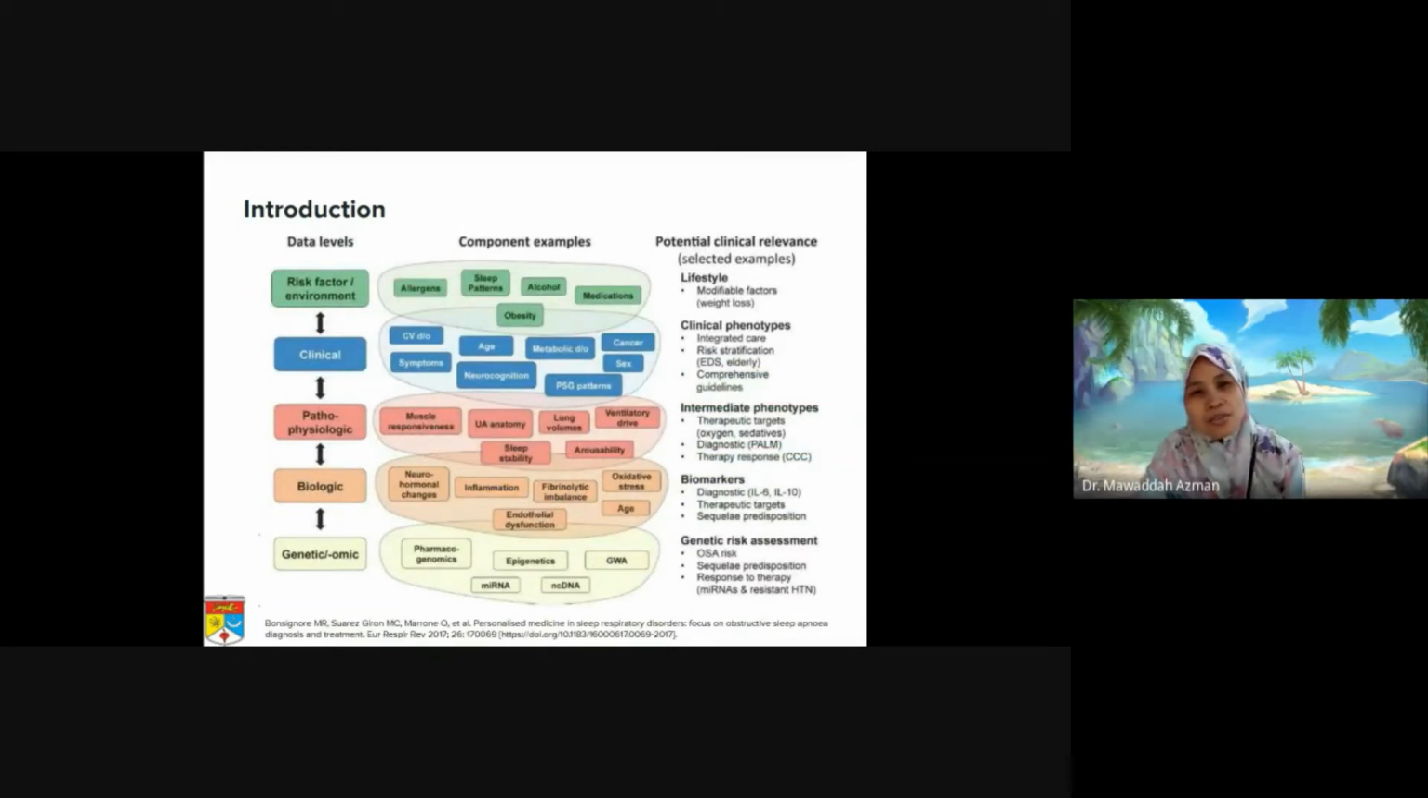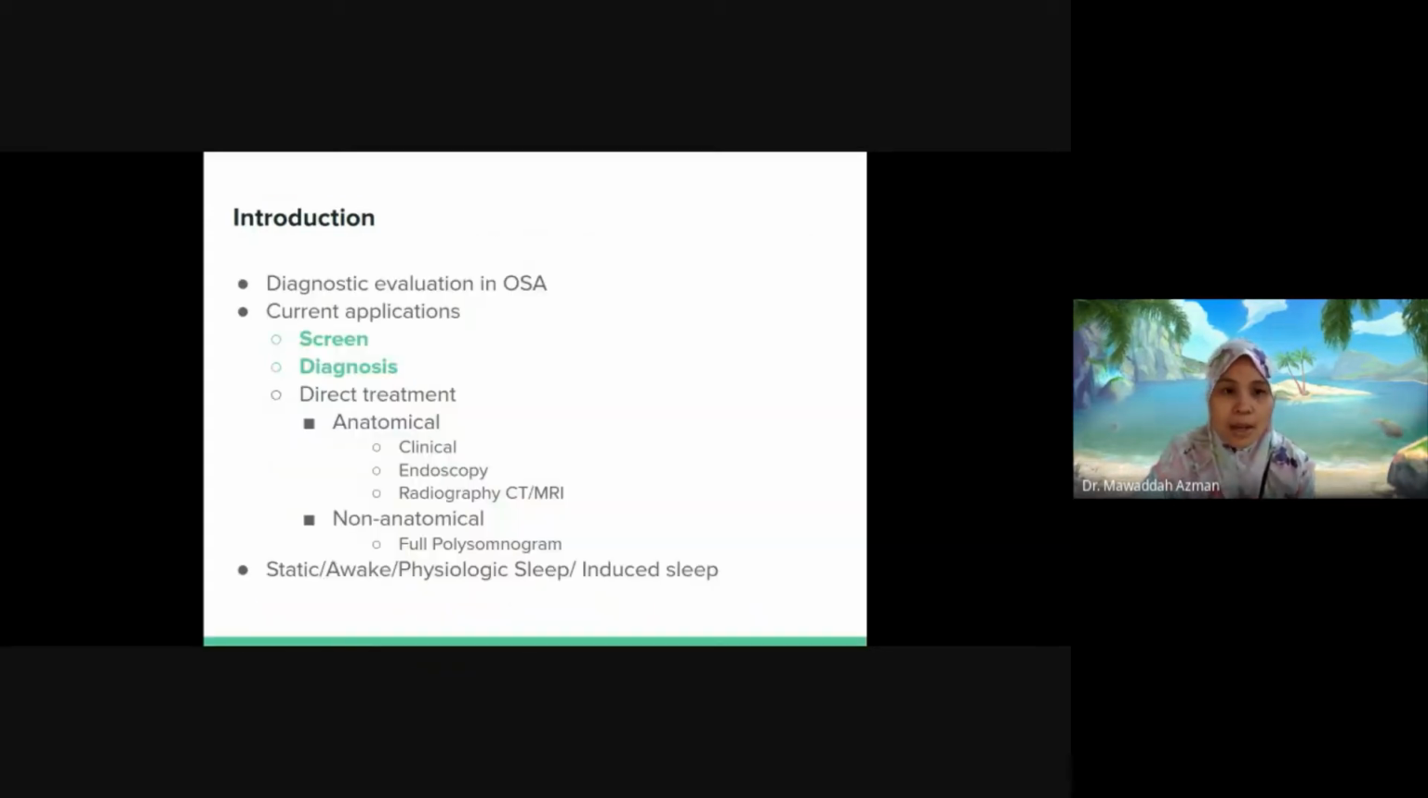Nowadays, because of the vast research done on the pathophysiology of obstructive sleep apnea, we now know that there are so many other factors that come into play. It's not only about upper airway anatomy, but there are also non-anatomical factors, for example, high loop gain, low arousal threshold, and reduced muscle responsiveness that contribute towards the development of obstructive sleep apnea. The complexity of the different patient phenotypes, for example, the alcoholic, patients with obesity, and elderly patients, warrants a comprehensive guideline on diagnostic modalities in the management of obstructive sleep apnea.